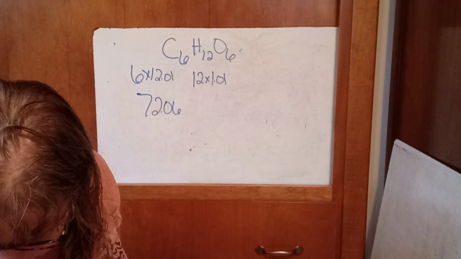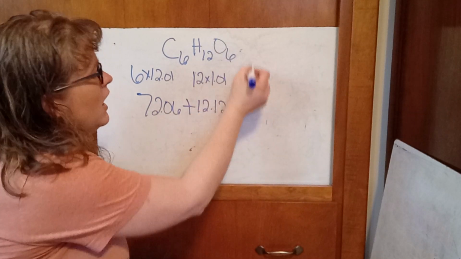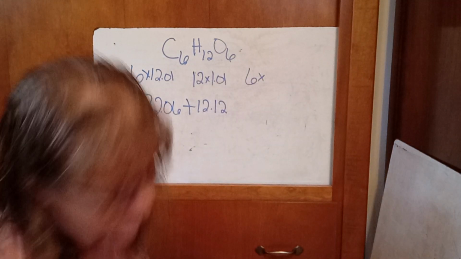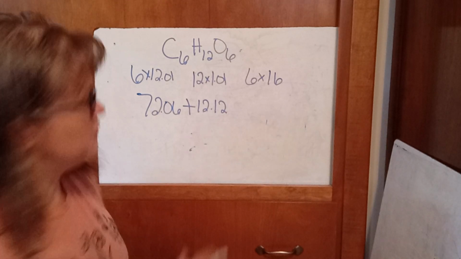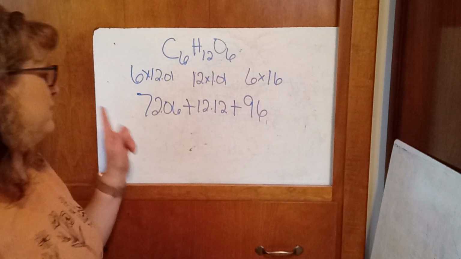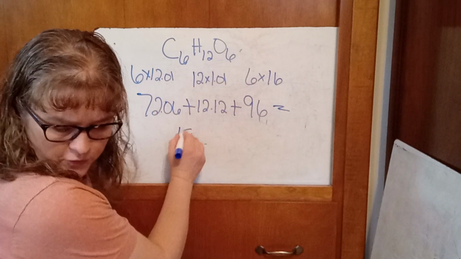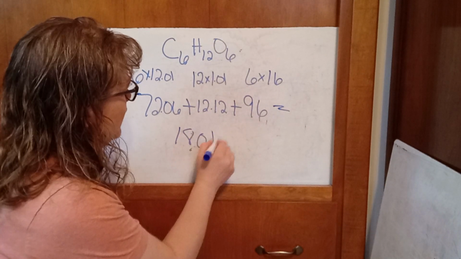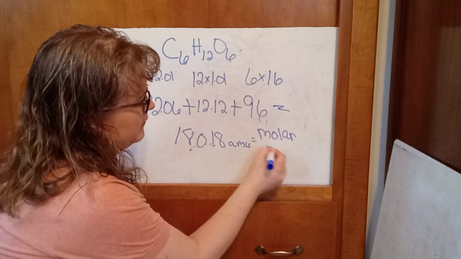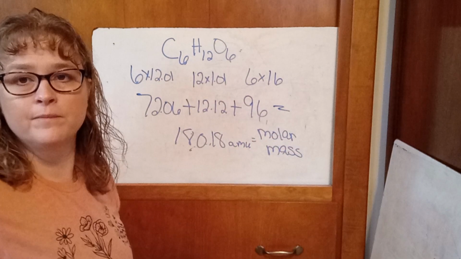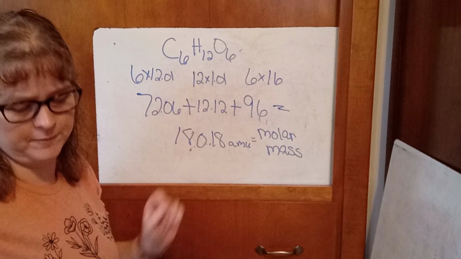I'm using Adam's calculator, and I'm not used to using it. So, plus 12.12. Oxygen is 6 times 16, right? Yep. 6 times 16, and you have 96. So you add 72.06, 12.12, and 96. And we get 180.18 AMUs. This is the molar mass. We just took this number times what the periodic table said, this number times what the periodic table said.